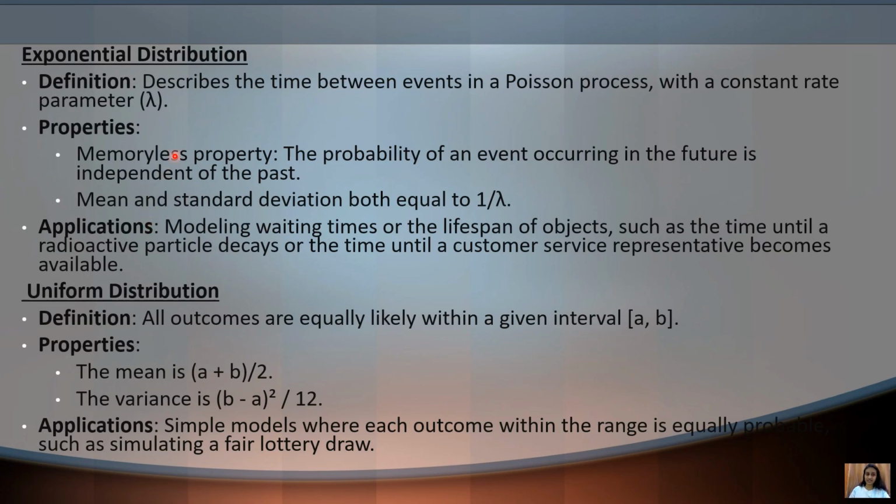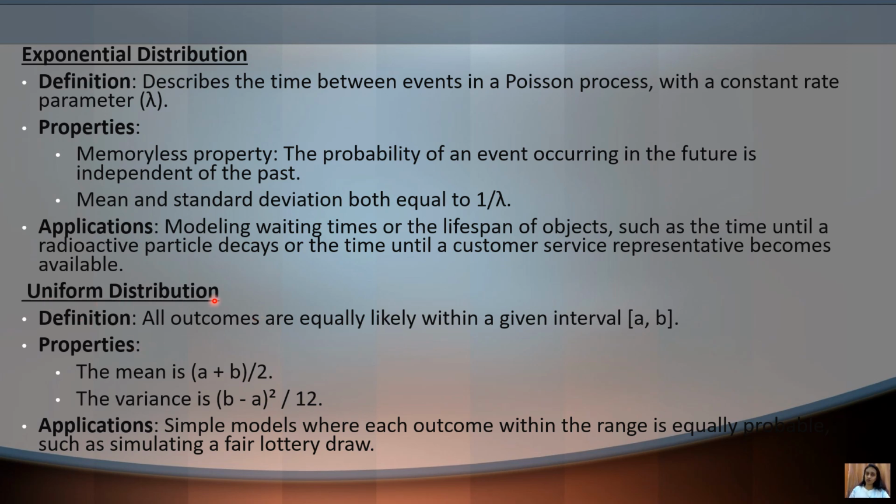Next, moving on to the exponential distribution, which also comes under the continuous distribution. It describes the time between events in a Poisson process with a constant rate parameter and is denoted by lambda. What are the properties of the exponential distribution? It has the memoryless property, that the probability of an event occurring in the future is independent of the past, which means that the event occurring in the future doesn't depend upon the past, and the mean and the standard deviation are both equal to 1 by lambda. Next, moving on to the applications, that is modeling waiting time or the lifespan of an object, such as the time until a radioactive particle decays, or the time until the customer service representative becomes available.